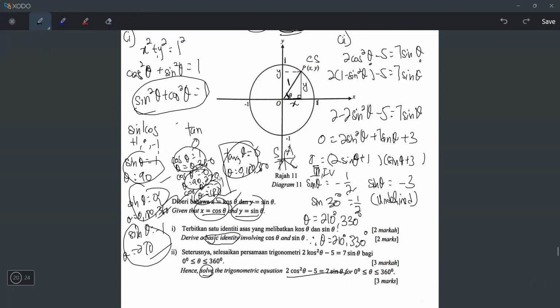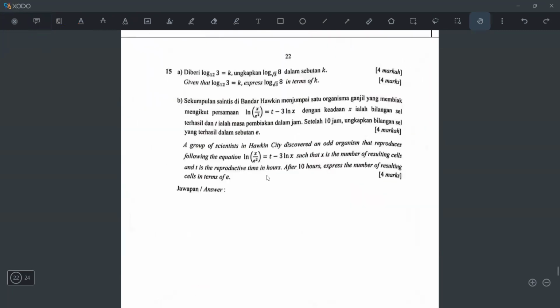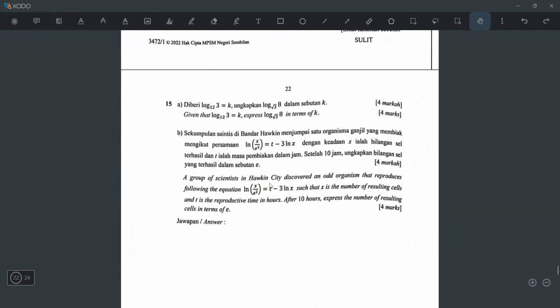And make sure you remember all the 7 special cases. Even though for this question you tak ingat pun boleh buat lah, because this question is not a special case, you need to make sure you know all of this. Okay, my handwriting slowly become ugly already. Okay, because I'm tired already. So yeah, let's go to the last question.